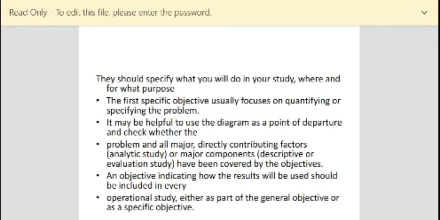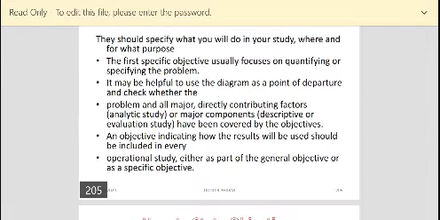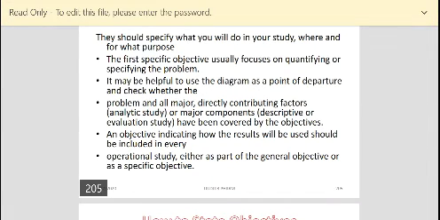The first specific objective usually focuses on quantifying or specifying the problem. It may be helpful to use the diagram as a point of departure and check whether the problem and all major directly contributing factors in an analytic study, or major components in a descriptive or evaluation study, have been covered by the objectives.